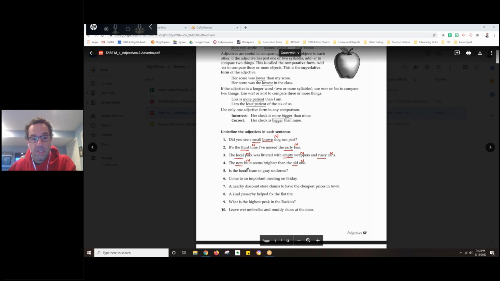Number 5 says, is the home team in gray uniforms? So let's look for the nouns. Again, the noun would be person, place, thing, something like that. So team is a noun. Uniforms would be a noun. What kind of team? It's the home team. What color are the uniforms? Color is a good adjective. Keep in mind, pretty much when you see a color, it's going to be describing something. If it's describing it, it is an adjective. So it would be gray.